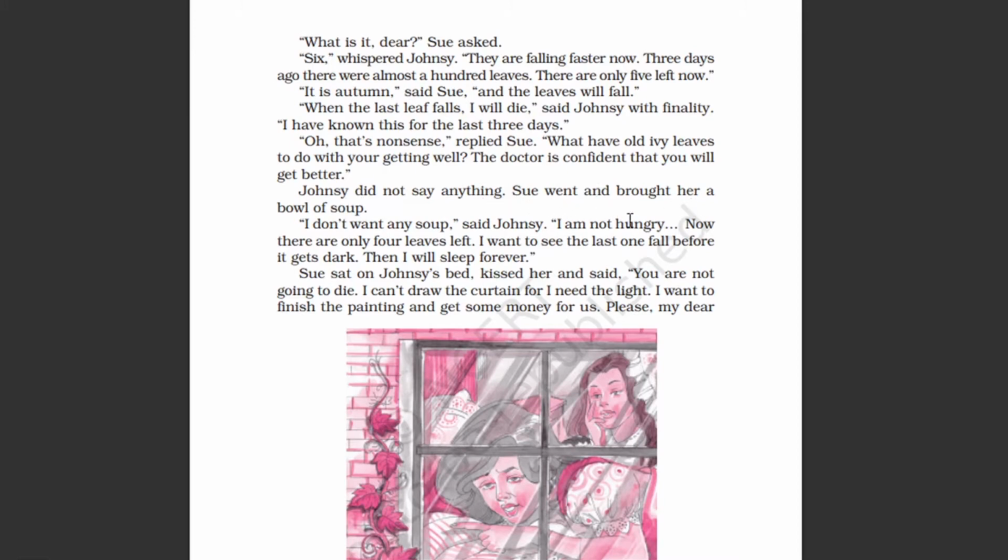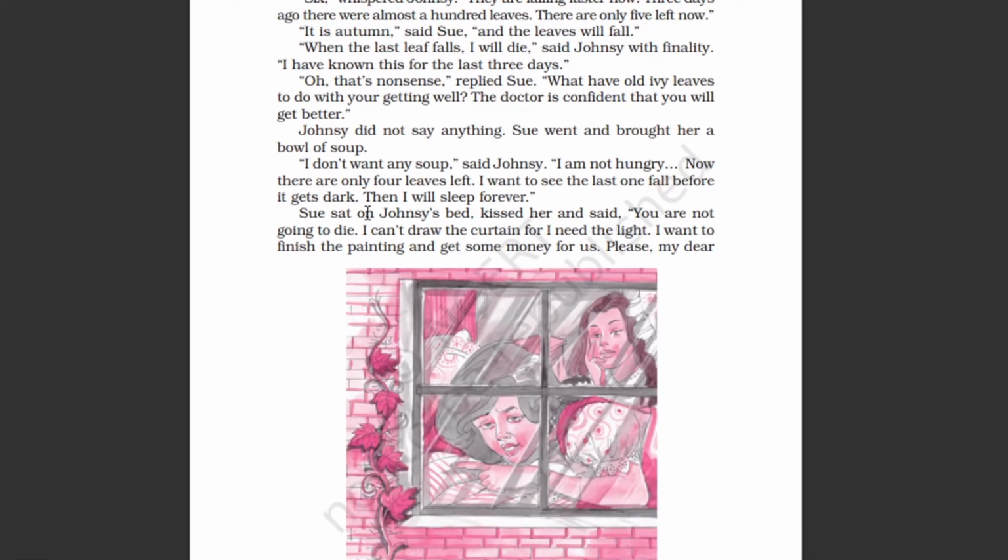Sue went and brought her a bowl of soup. Sue tried to console her a lot, but Johnsy does not want to listen to Sue. So Sue went and brought her a bowl of soup. "I don't want any soup," said Johnsy. "I am not hungry. Now there are only 4 leaves left. I want to see the last one fall before it gets dark. Then I will sleep forever."